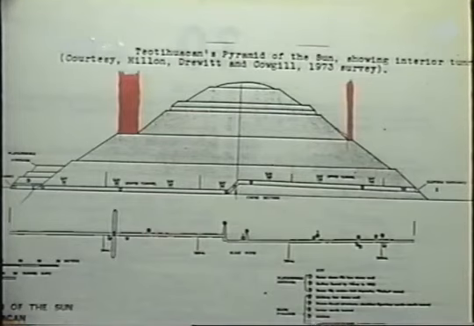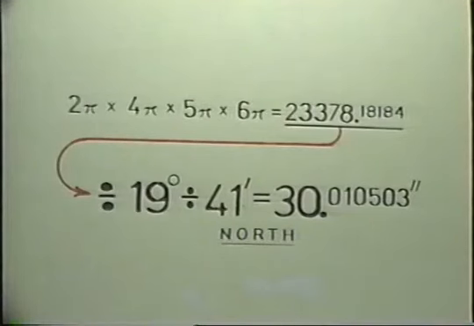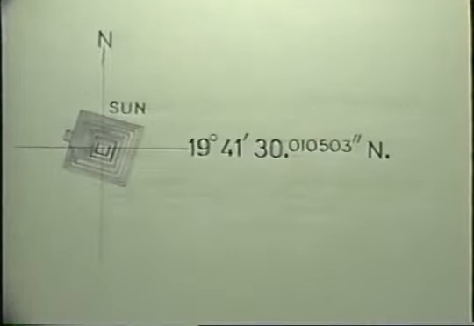In all, then, we have 2 pi, 4 pi, 5 pi, and 6 pi, speaking from the sun pyramid. These present a simple pi multiplex. Resulting in the value of 23,378.18184, a number which exactly encodes the sun's latitude upon the earth. 19 degrees, 41 minutes, and 30.0105 seconds north, dead center on the pyramid. Notice, dead center on the pyramid, not on its summit.